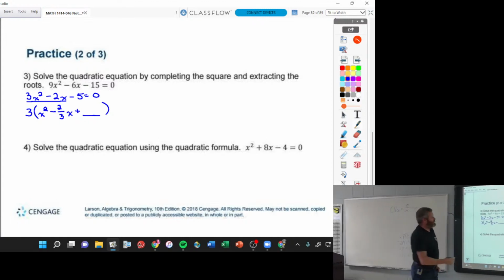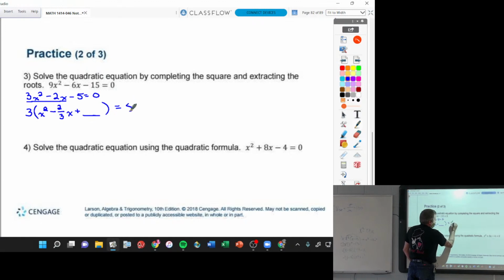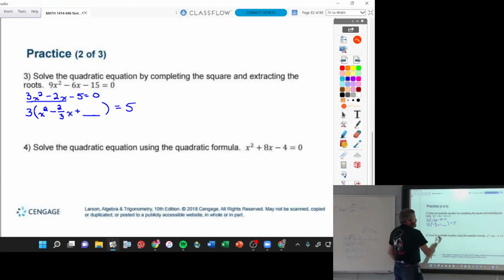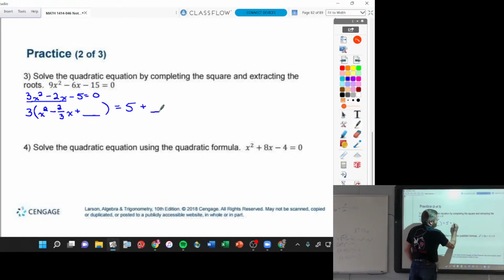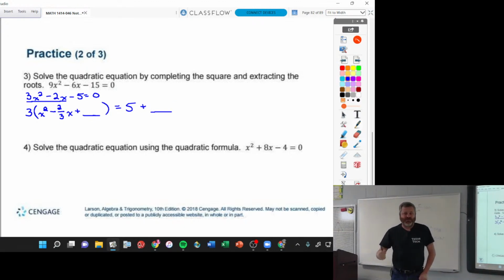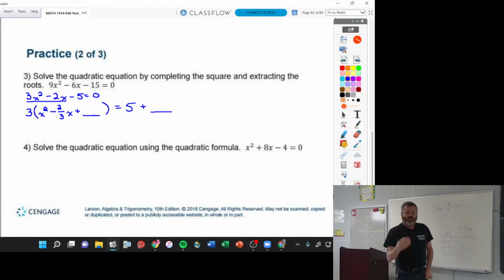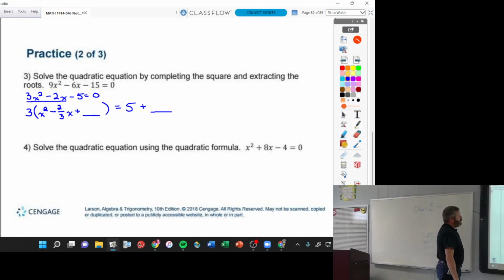Okay? Now let's go ahead and take care of that minus 5. Adding 5 to both sides, I have a 5 on the right side. Because I added something to the left side, I have to add something to the right side. And folks, again, I do completing the square different from how it's done in the book. Read through the book's way, look at my way, choose the one you like, and go with it. All right.